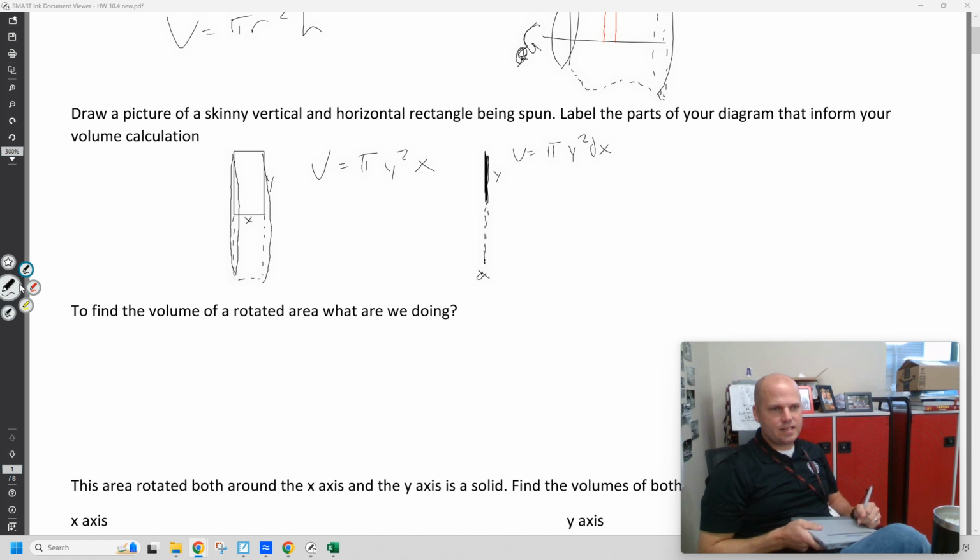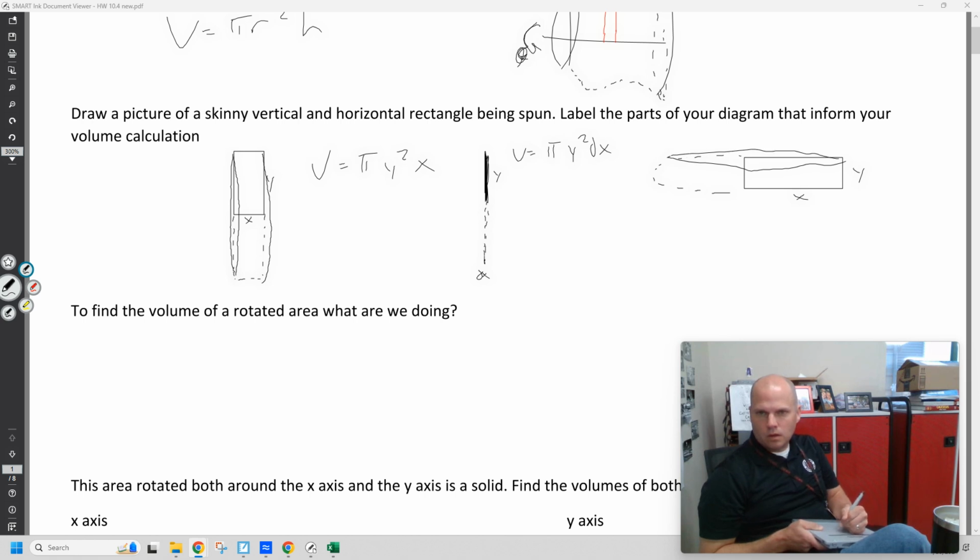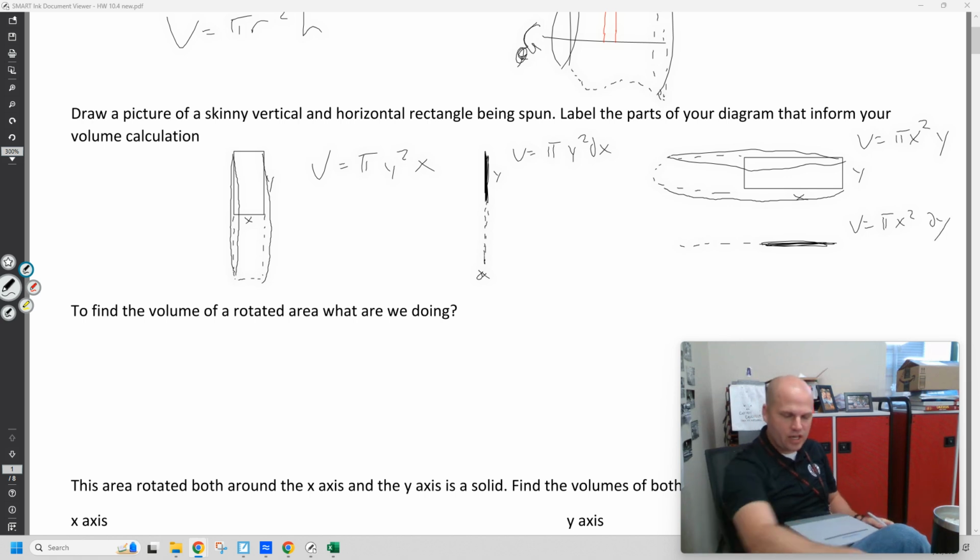If I did it in the opposite direction, many of us were good with this during class if you were here. You start with this x and this y. If you spin it this way, you create a tire that's resting on the floor, whose volume is pi r squared h. r is now x. h is y. If you make it a skinny rectangle, you'll have x squared, but the y is very skinny.